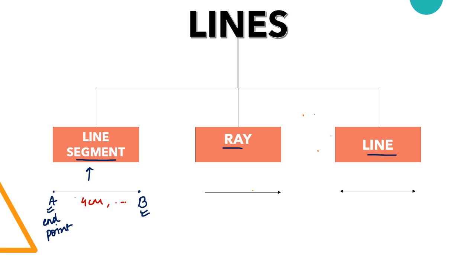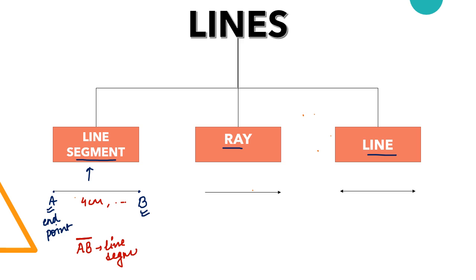We join two points to draw these line segments. We represent a line segment by putting a small line over the names of the endpoints. Like we represent this line segment as AB bar. We just put this line over AB to represent this line segment.